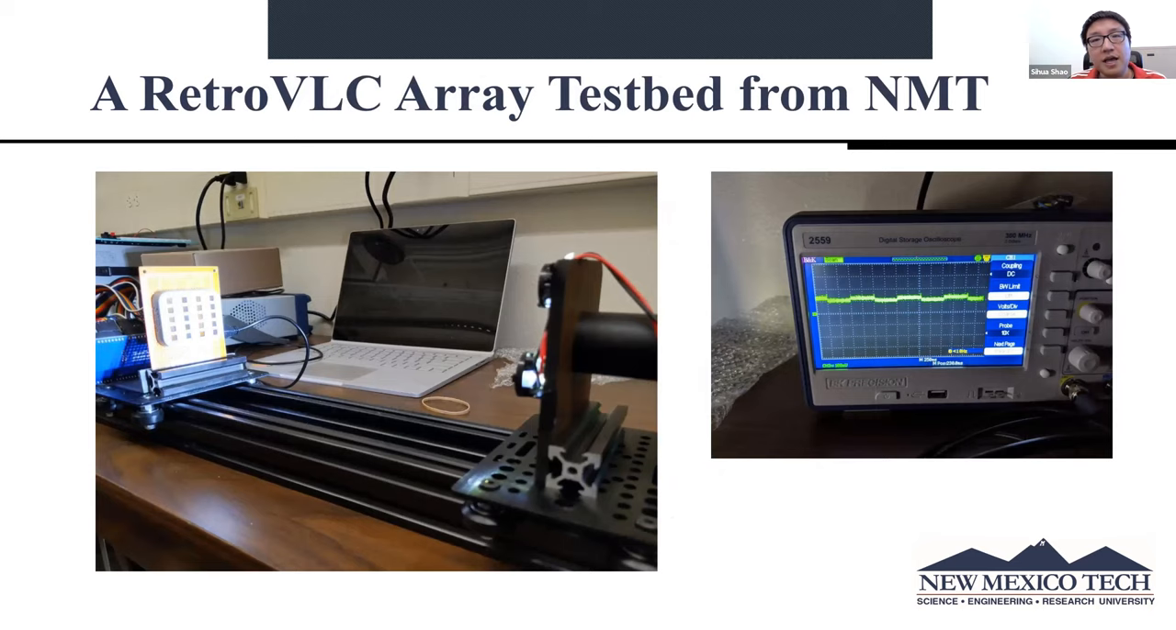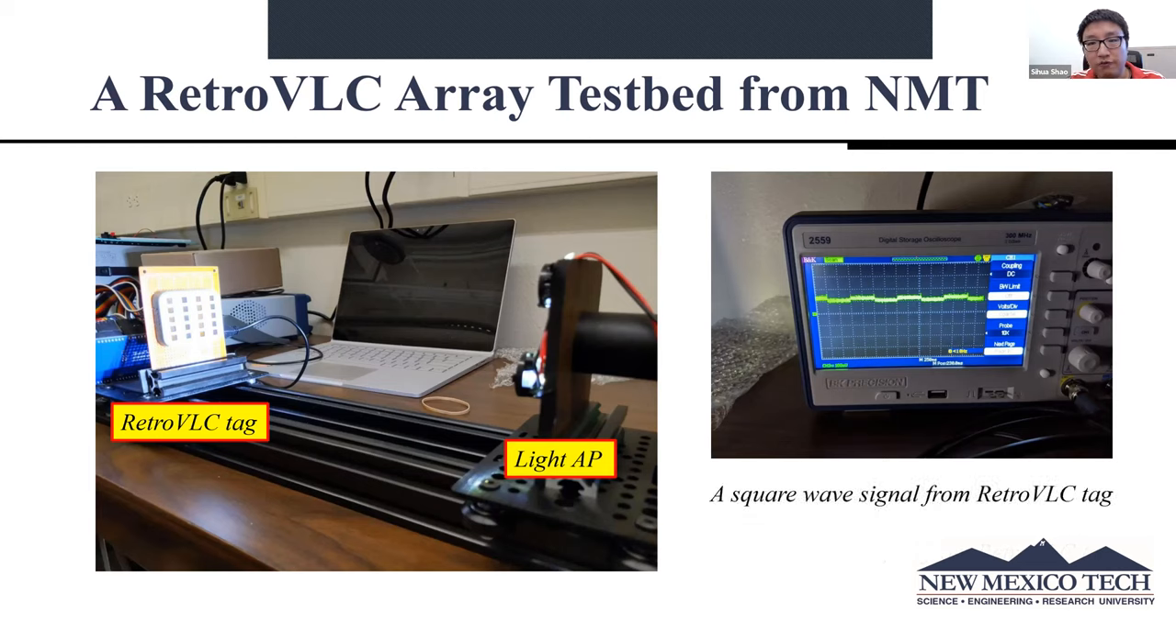This is a current testbed that we have developed. On the left, we have a retro VLC tag that has multiple pixels on it. You can see it's 4 times 5, so there are 20 pixels on it. The right-hand side is the light access point. This is currently in the preliminary setup. Based on some turning on and off, we can currently only show a very low amplitude square wave signal that is reflected from the retro VLC tag showing on the oscilloscope.